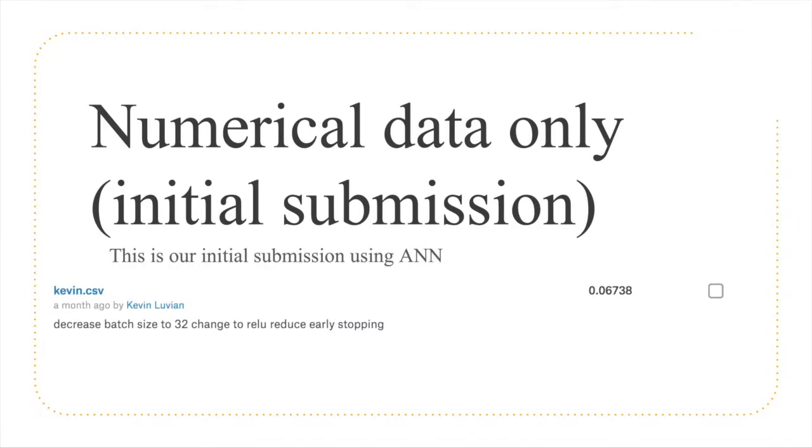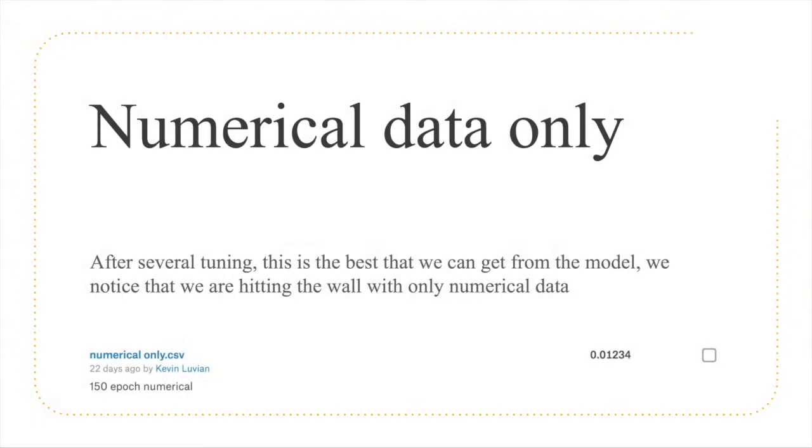This is the numerical-only model, as our initial submission, without using our final model design. From here we can see that the result is actually not so bad. Next, after several tuning, we can achieve 0.01234, however this is the best we can get with only numerical. We did try quite a long time to keep tuning it, but this is the best result that we can get. It seems that it is not possible to achieve first place with only numerical data.